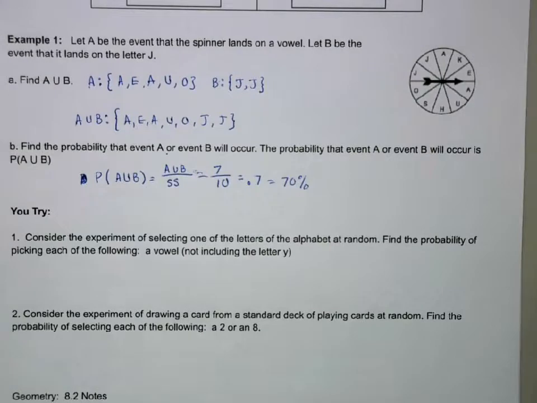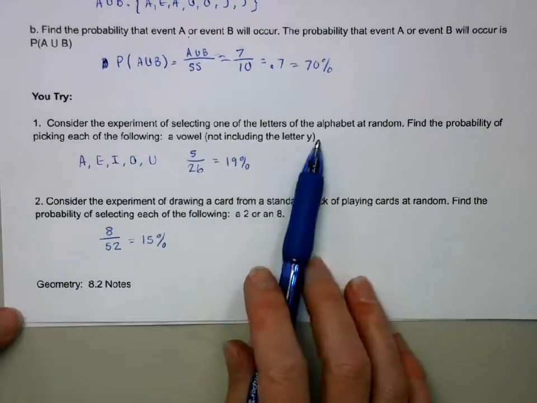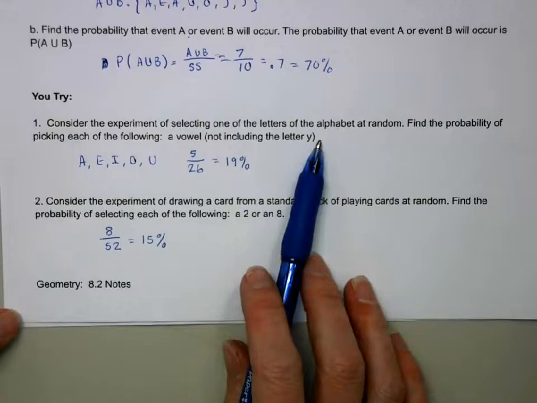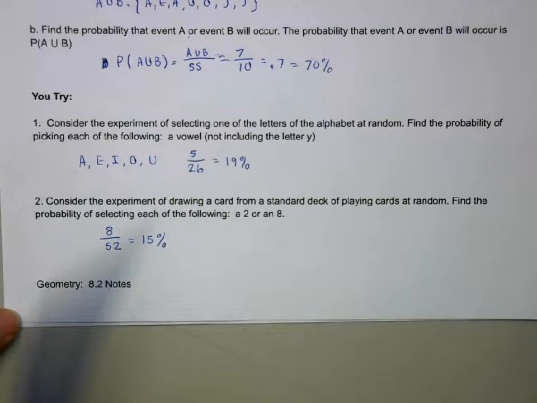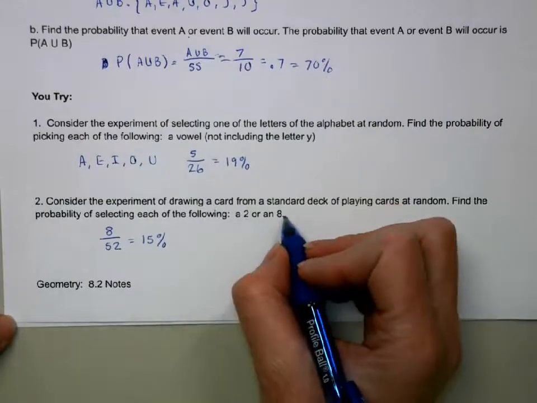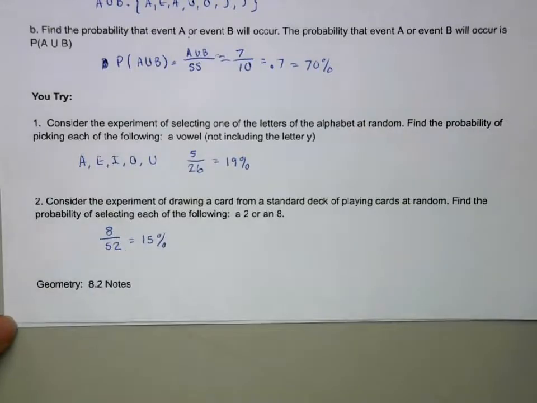So I want you guys to try the next two. All right, and our next here, this wanted the probability of pulling a letter from the alphabet at random. What's the probability that it's a vowel? Well, we have 5 vowels out of 26 letters. So 5 divided by 26 gives us 19%. The probability that you're drawing a card randomly and it is a 2 or an 8. Well, there are 4 2s and there are 4 8s, so we have a total of 8 favorable outcomes. In a deck of cards, there are 52 cards, so that's something that we're going to use a lot. 8 divided by 52 is 15%.